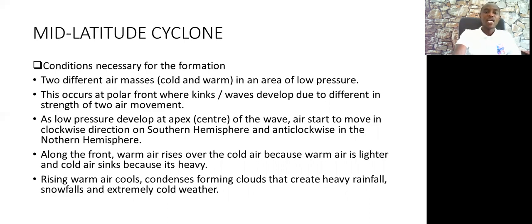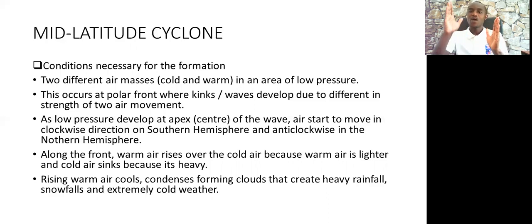Okay, so as low pressure develops at the apex of the wave, air starts to move clockwise. Remember, clockwise in the southern hemisphere and anti-clockwise in the northern hemisphere. Along the front, warm air rises over the cold air because warm air is lighter, and the cold air sinks because it is heavy. So when you talk of mid-latitude cyclones, think of cold air and warm air.